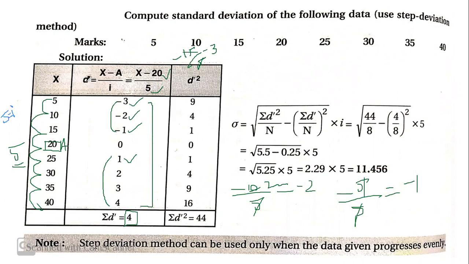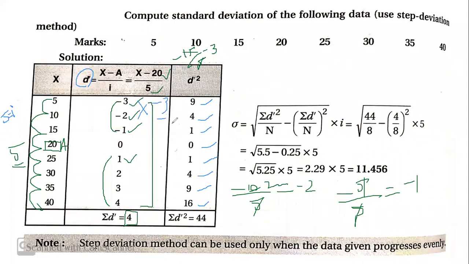Okay, D dash square. For this D dash, square the numbers. Minus 3 into minus 3 is 9. Minus 2 into minus 2 is 4. Minus 1 into minus 1 is 1. 0 into 0 is 0. 1 into 1 is 1. 2 into 2 is 4. 3 into 3 is 9. 4 into 4 is 16. So I am squaring each number by itself.